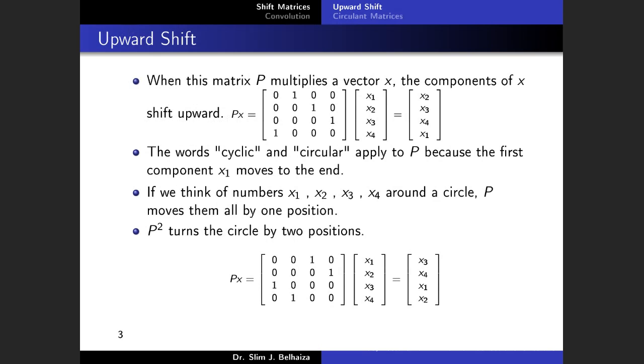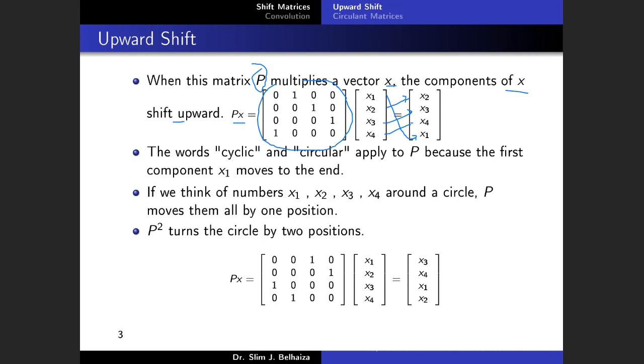Okay, first of all, what is an upward shift? You see, when this matrix P multiplies a vector X, the components of X are shifting upwards. If you consider that this is P, and you do the simple matrix multiplication, here you get X2 moves up, X3 moves up, X4 moves up. In fact, X1 is also moving up, so it gets its turn to be in the last position. So the word cyclic and circular apply to P because the first component X1 moves to the end.